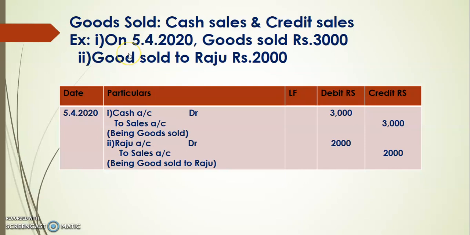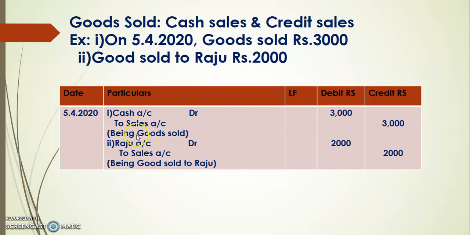Second one, credit sales. So goods sold to Raju. Here the name of the person is mentioned, so we have to treat this one as credit sales. At the time of credit sales, we have to debit the person account. So Raju account debtor to sales. Goods sold to Raju. Okay, so Raju account debtor to sales.